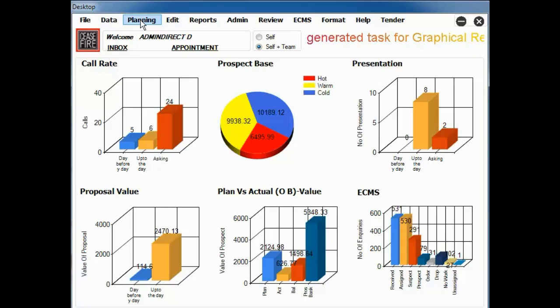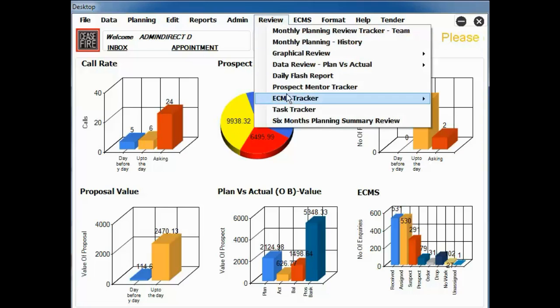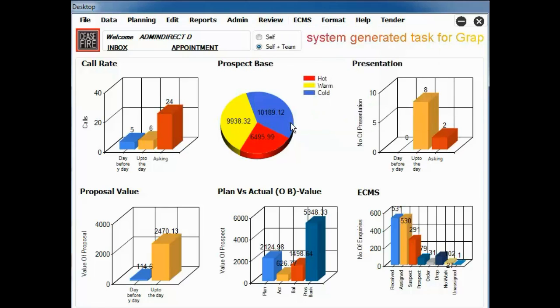In that one step ahead, we will go now to the review section, and in the review section, go into the 6 monthly planning summary review. This very clearly tells us that this particular session is meant for all those people who would be reviewing the 6 monthly plan. So let's look at the 6 monthly plan review.